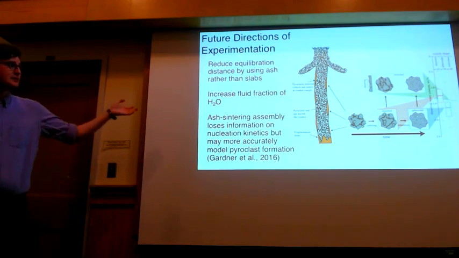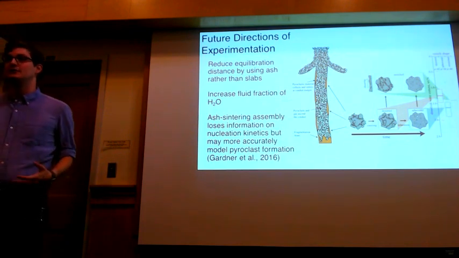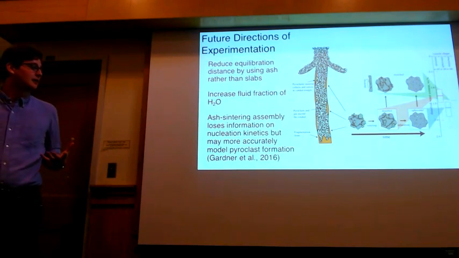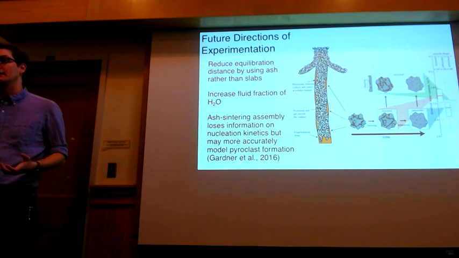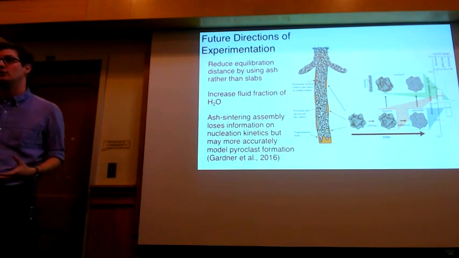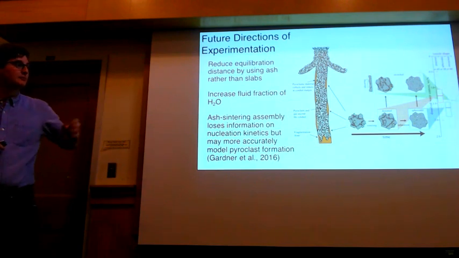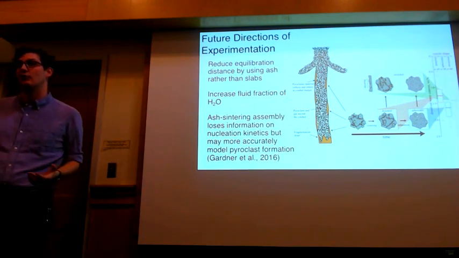We would also like to increase the fluid fraction of H2O, which would just speed up diffusion times. And then both of these things are thought to be probably more accurate for modeling actual pyroclast formation, where you have higher water concentrations. And a recent paper came out that suggests that they are probably likely formed by the sintering of ash.